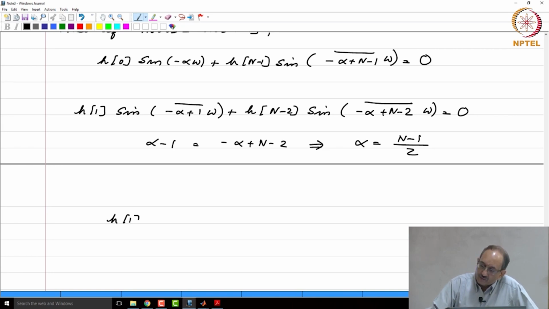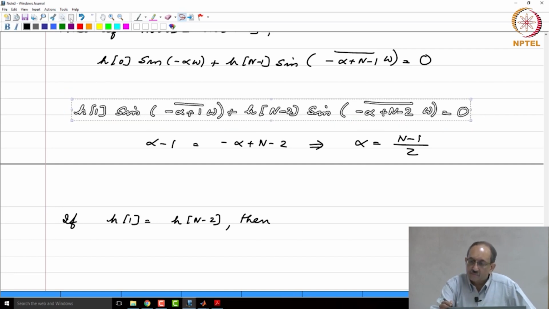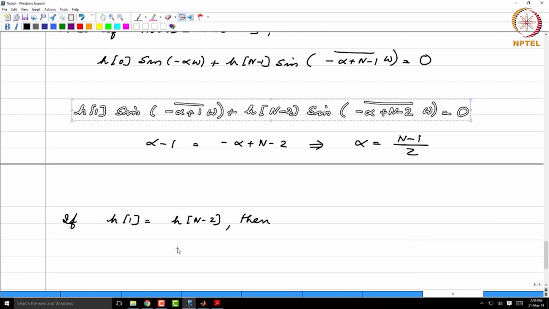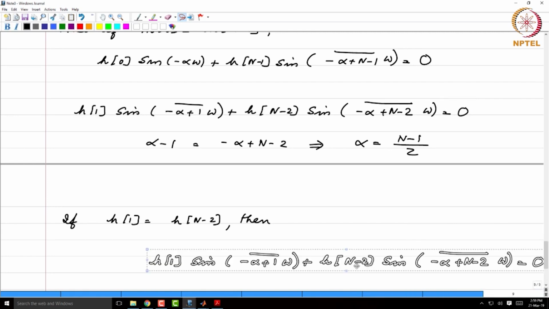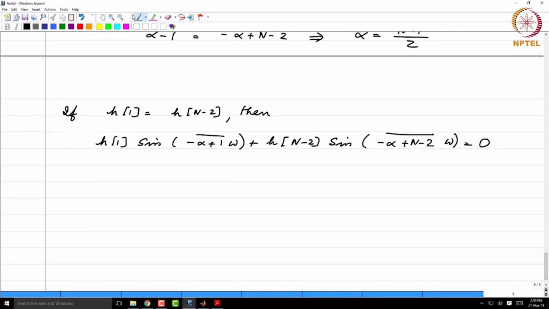and again you need h of 1 to be the same as h of n minus 2. Therefore, if so, then this again cancels, right. This is satisfied. Okay, now we have really made significant progress.